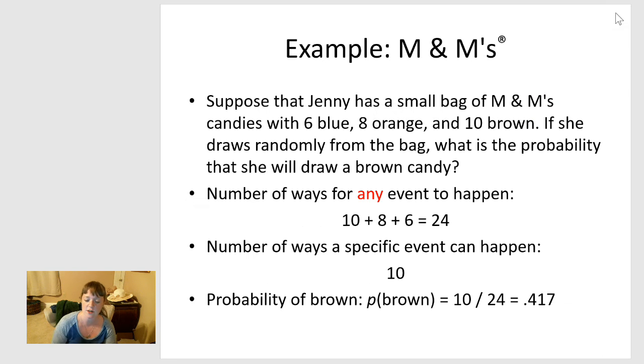Let's apply this to something like candy. I've got a small bag of M&Ms, and 6 of them are blue, 8 of them are orange, and 10 of them are brown, and I'm going to draw an M&M out of this bag. It's a little teeny bag. I'm about to engage in a trial, and I want to know the probability of pulling out a brown one. So I've picked brown as my event under consideration, and I'm going to consider pulling out a brown one a success, because that's the thing I'm considering the probability of. What is the probability of pulling out a brown candy?